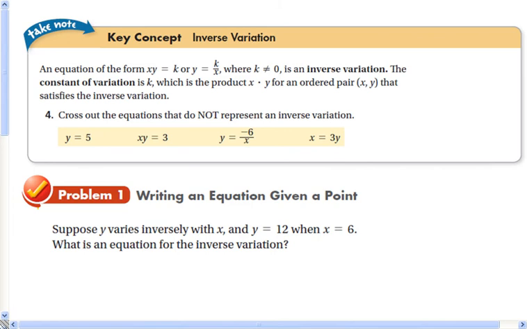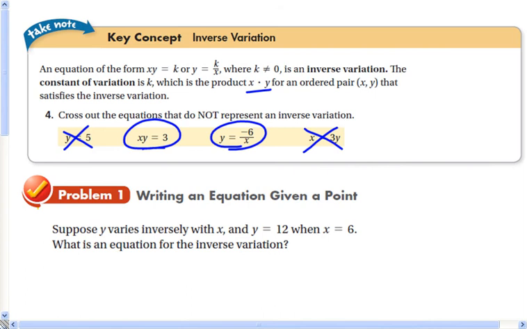So here's the concept. If an equation of the form x times y equals k, or y equals k divided by x, where k is not equal to 0, is an inverse variation, the constant of variation is k. You can find that by finding the product of x times y for any ordered pair. So if you have a constant product, so in this one, x times y equals 3, that is an inverse variation. This is not. Or if you have some constant divided by x is equal to y, so these two are inverse variation equations, and those two are not.